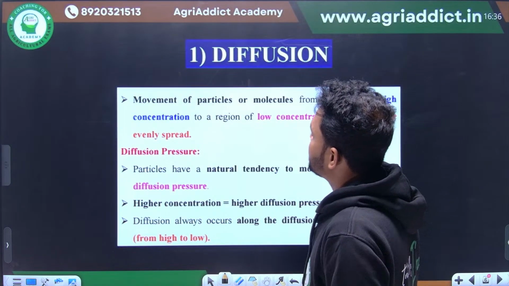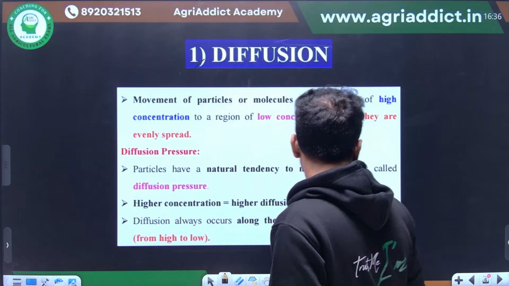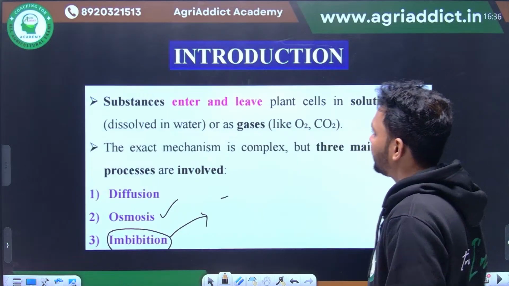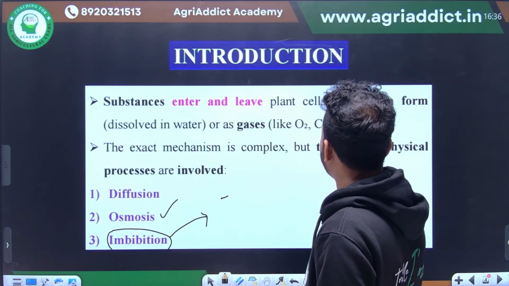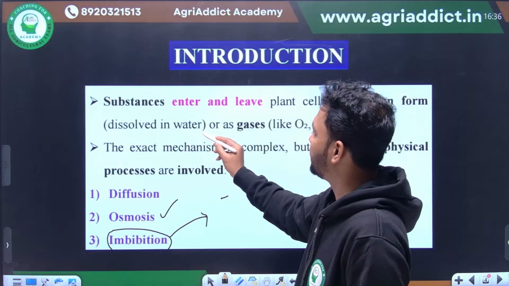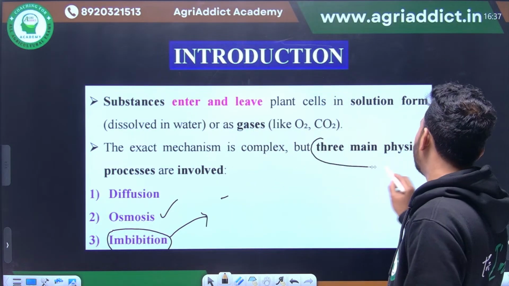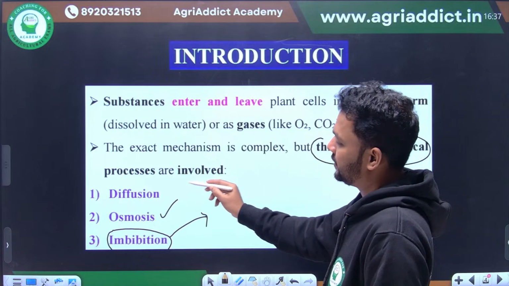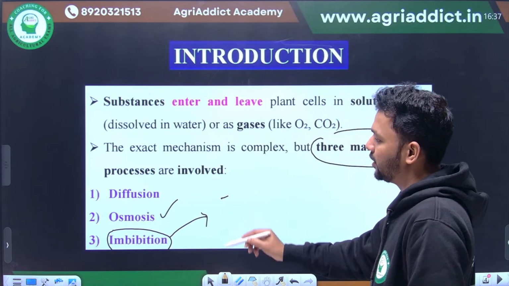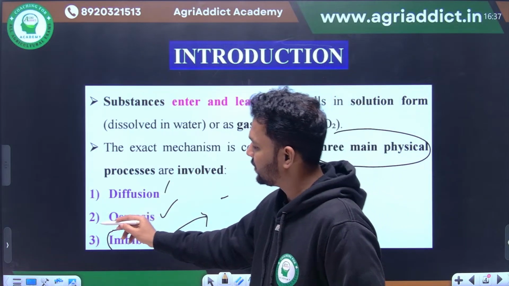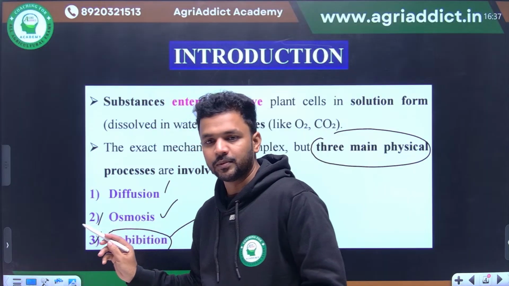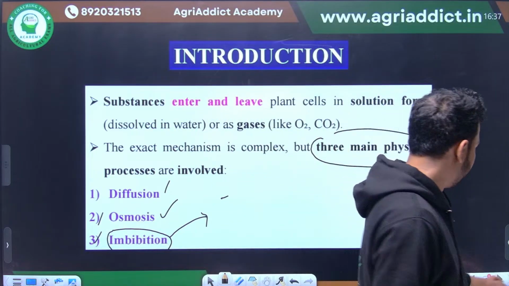So first we will discuss diffusion. See, substances enter and leave the plant cell in solution form, dissolved in water, or as gases. There are three main physical processes involved: diffusion, osmosis, and imbibition. So first we will see diffusion, then osmosis, then we will go to imbibition. So what is diffusion?